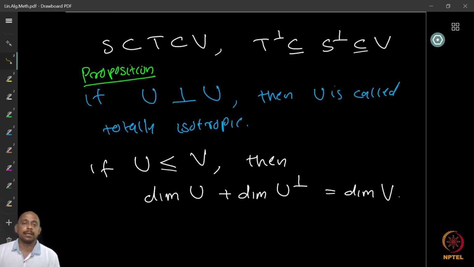Then if S is a subset of T is a subset of V, then T perp is contained in S perp contained in V. This is something one can easily show just looking at the previous definition.